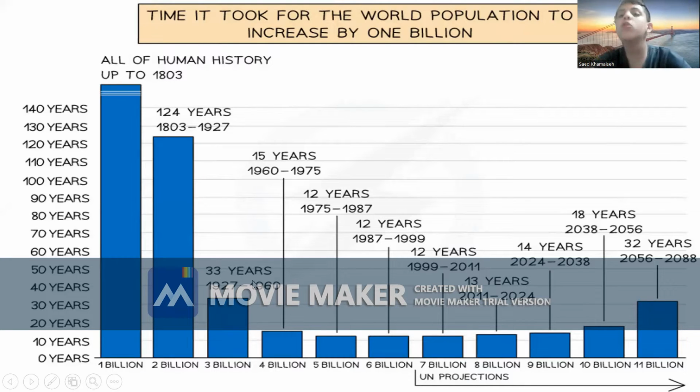In 33 years, let us say 30 years, it took only that time to reach 3 million. Then 15, 12, 12, 12, 13, 14, 18, 32. I mean, not so much time. It is so little compared with the first two. The first one took millions of years. The second one took a century and 24 years, 124 years.